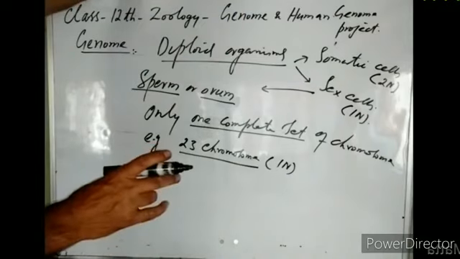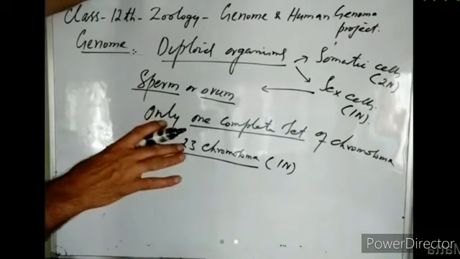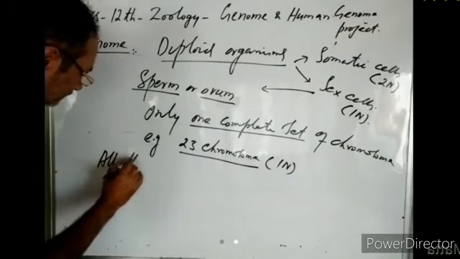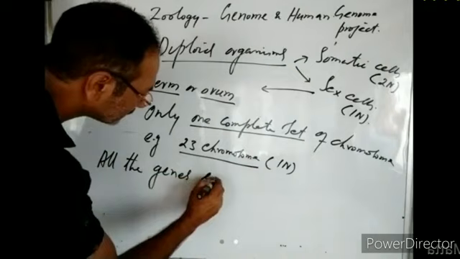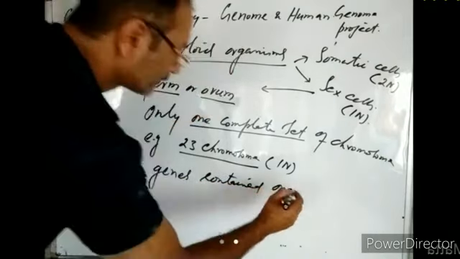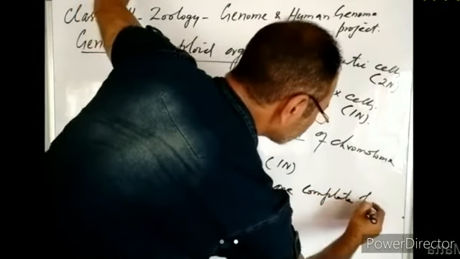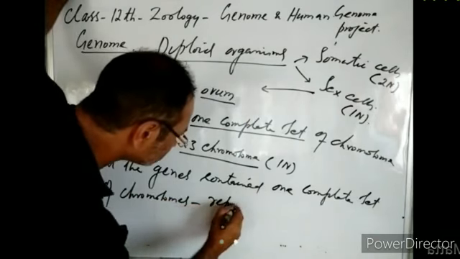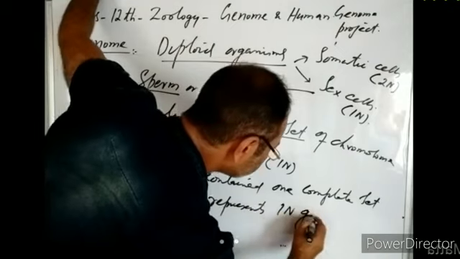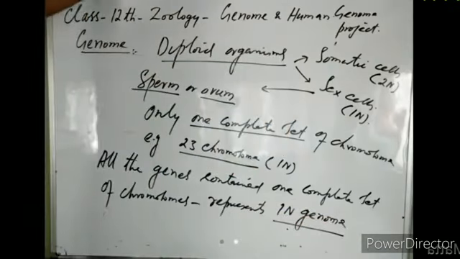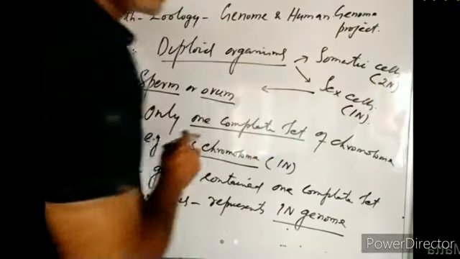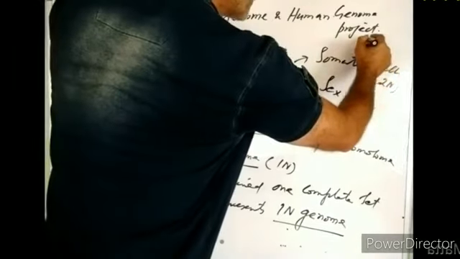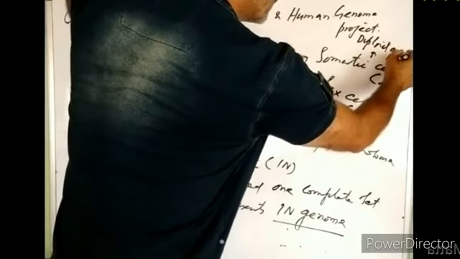So all the genes which are contained in this one complete set of chromosomes in a sperm or in an ovum represent one complete genome. So all the genes contained in one complete set of chromosomes represent a haploid genome. Similarly, in somatic cells, there are two complete sets of chromosomes, and all the genes which are contained in these two complete sets of chromosomes, they represent the diploid genome, right?